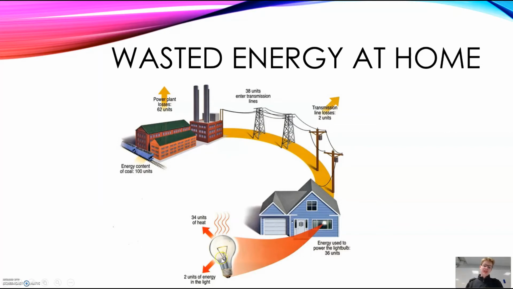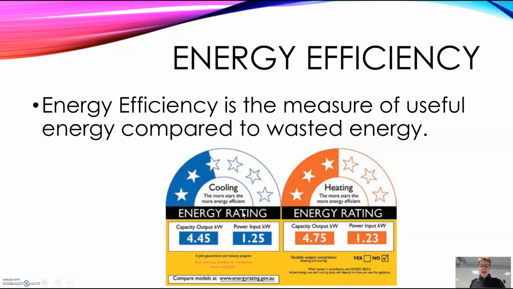So we see that only 2% of the energy we started with here in the coal is actually being used for light. So much of that energy was just wasted. And so this is what energy efficiency is. It's a measure of how much energy we get as a useful output compared to the overall energy we had to start with. It's a good measure to know how much energy is wasted.